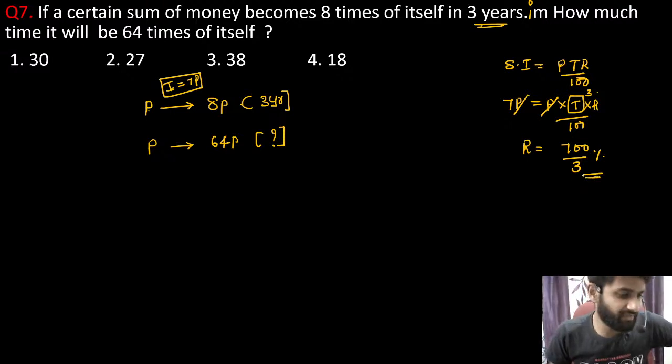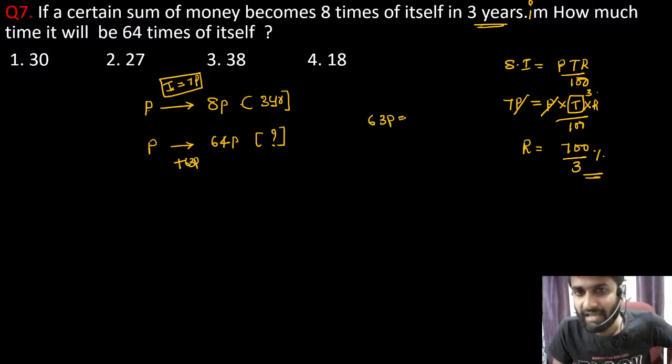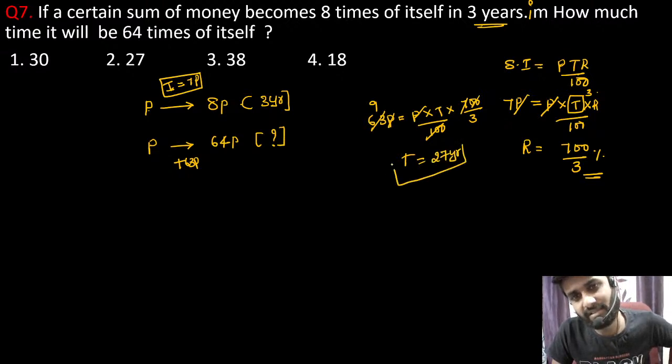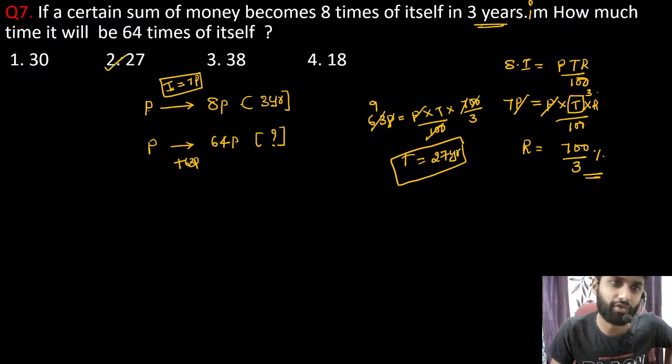Now, based on the same rate of interest, P becomes 64P in how much duration? It earns how much interest, guys? It earns 63P. Now 63P is equal to P into the time period we need to calculate, into the rate of interest, which you already got as 700 by 3, divided by 100. Now you can cancel both. 7 ones are 7, 7 nines are 63, P and P cancel, then the T value becomes 27 years. This is the traditional approach to find the answer for these types of questions. The answer is 27 years.